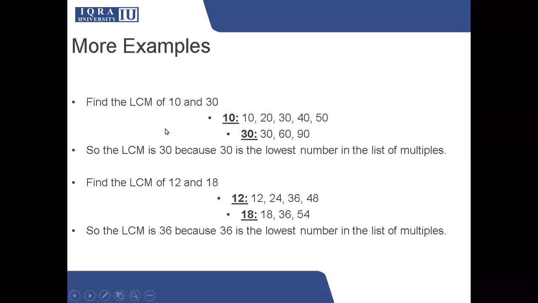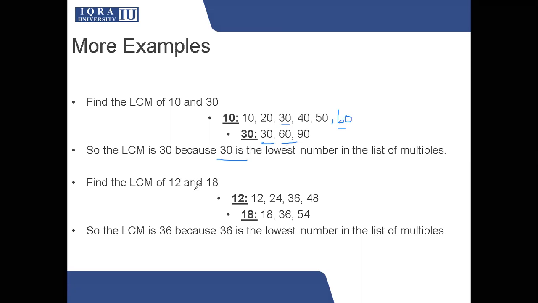So let's take more examples. Suppose we have to find the LCM of 10 and 30. So we write down the multiples of 10 and the multiples of 30. What do we get? You'll see that 30 is common right here, right? And there are more multiples of 10 as well. 60 is also a multiple. 60 is also common, but again, we'll not take 60 because 30 is the smallest common multiple, the least common multiple. So the LCM is 30, right?